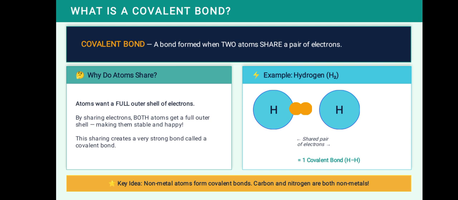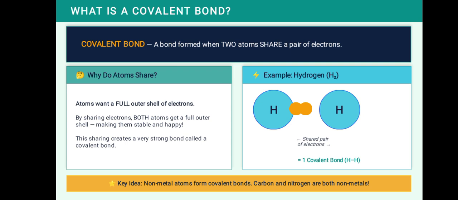But why do atoms share? Here is the reason. Every atom wants a full outer shell of electrons. A full outer shell makes an atom stable and happy. If an atom doesn't have a full outer shell, it will try its best to get one.